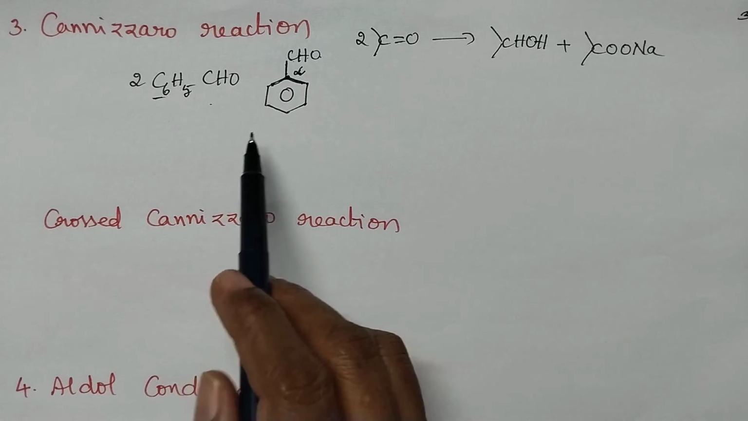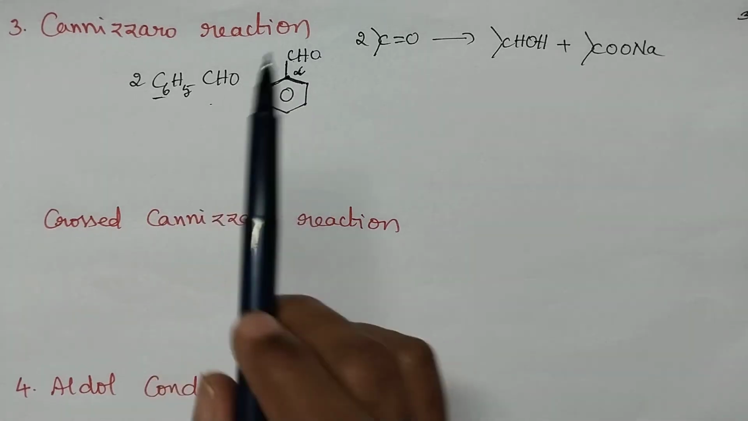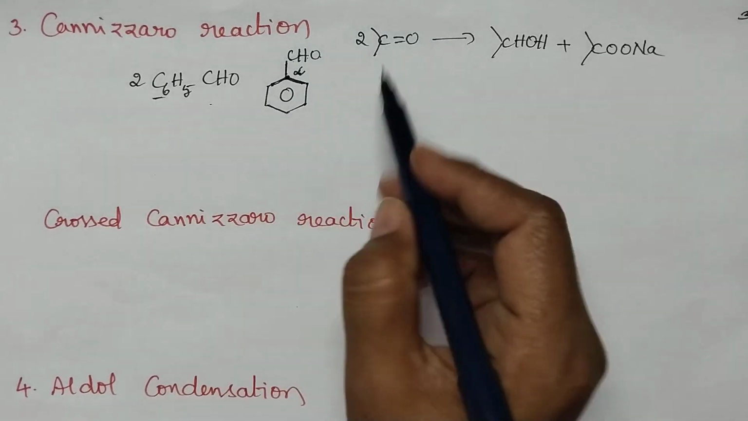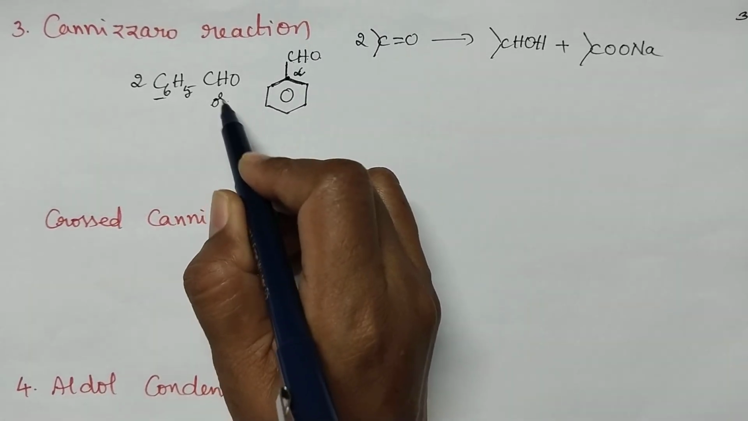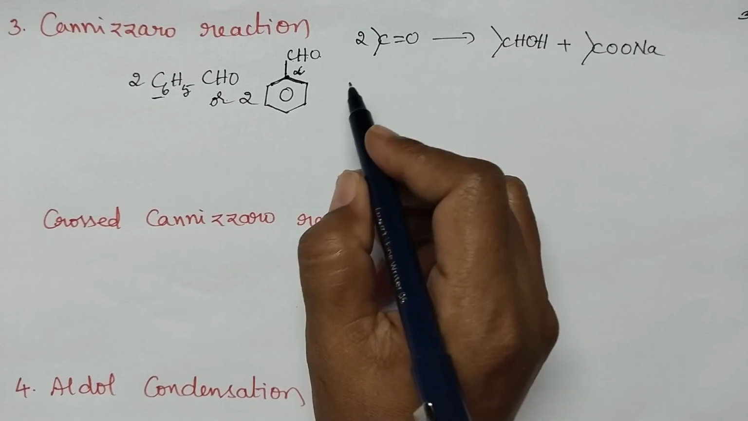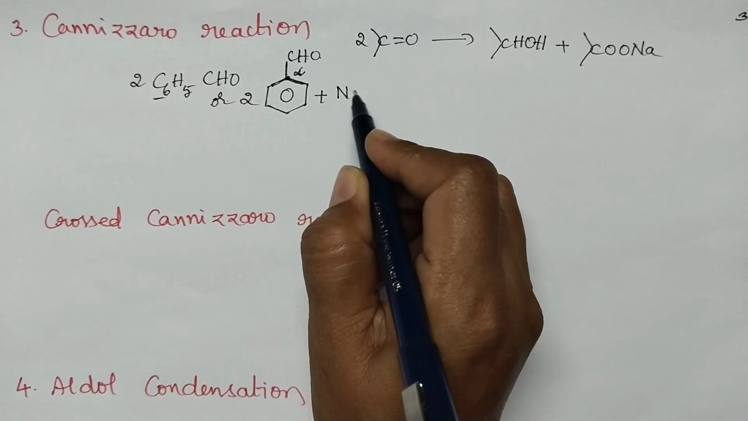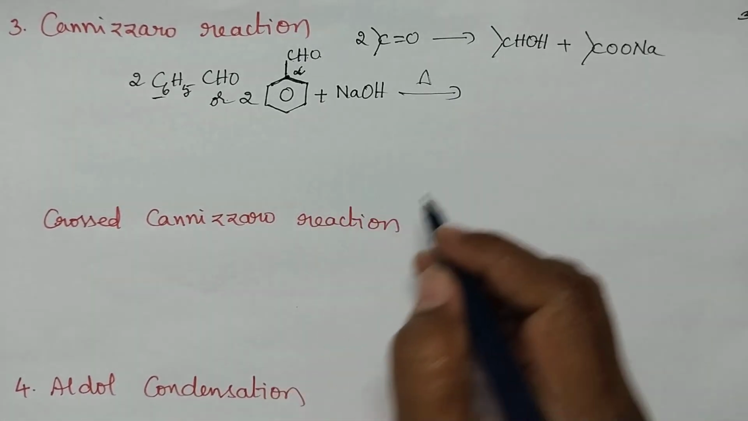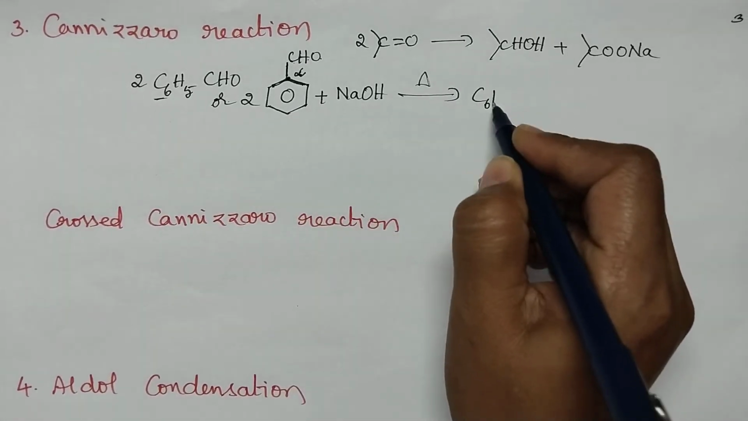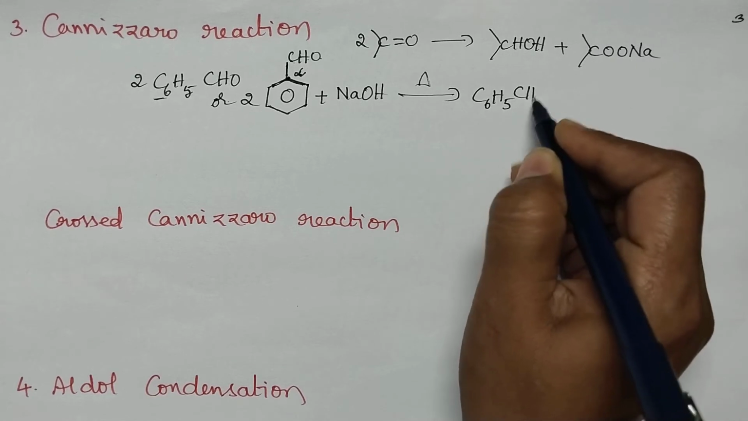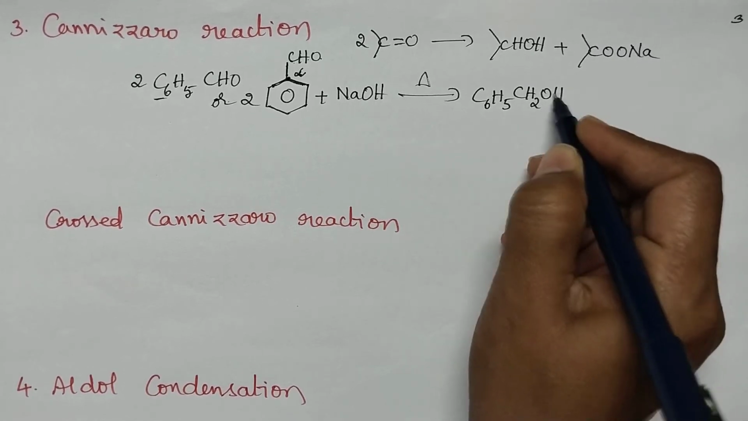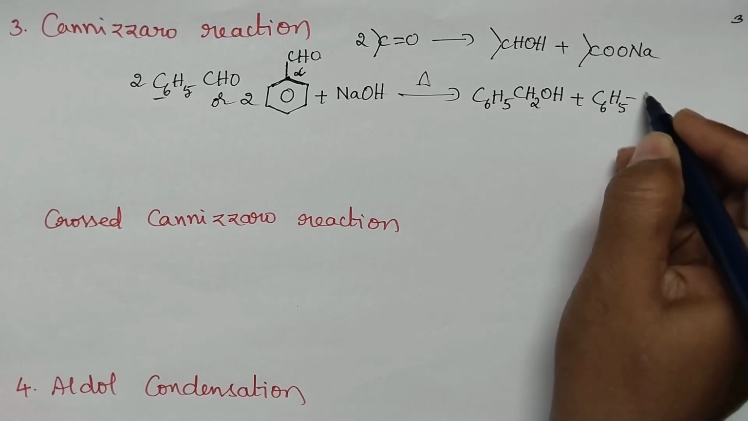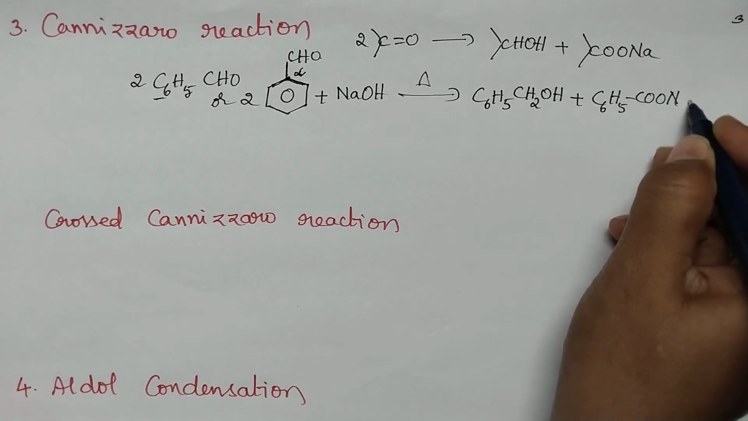So what is the requirement for the Cannizzaro reaction, students? Aldehydes without alpha hydrogen undergo self oxidation and reduction when treated with sodium hydroxide. Then what happens, students? One molecule undergoes reduction into the corresponding alcohol and the other molecule undergoes oxidation into the corresponding acid.